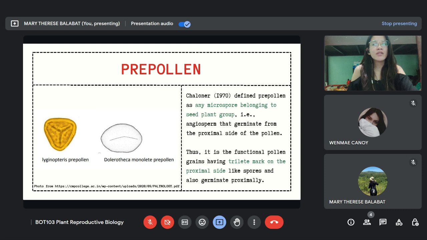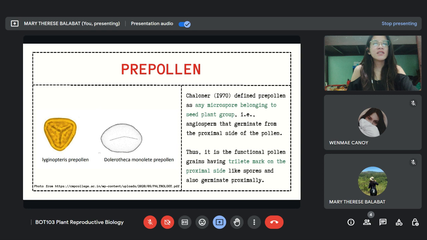mark, which is Y-shaped, and this is Dolerotheca monolete prepollen. So monolete, it has only one mark that you can notice in this one. So this is the comparison of the trilete marks.